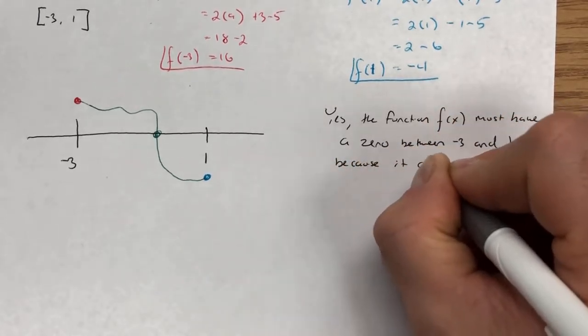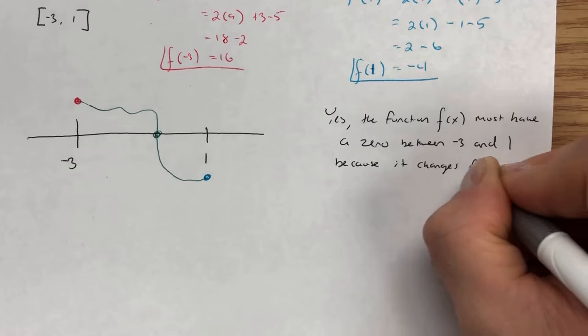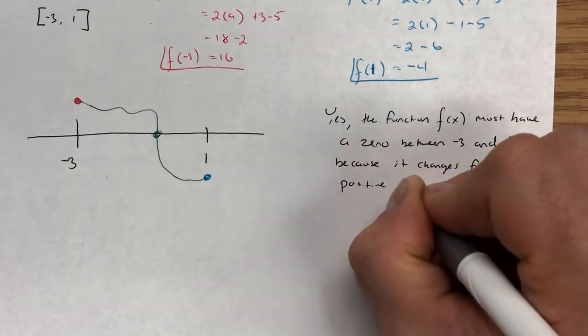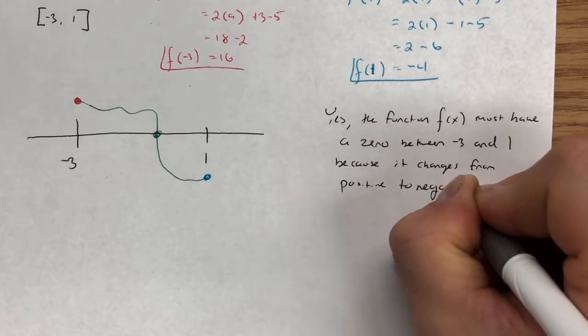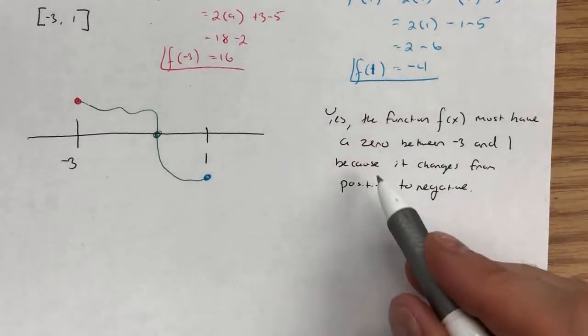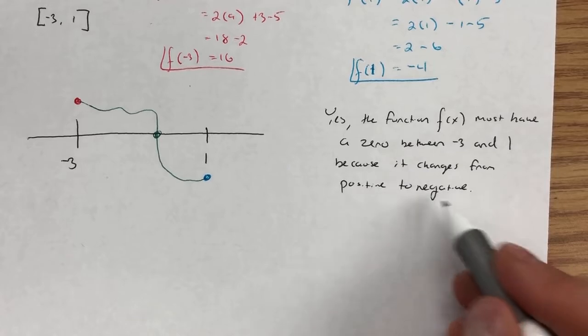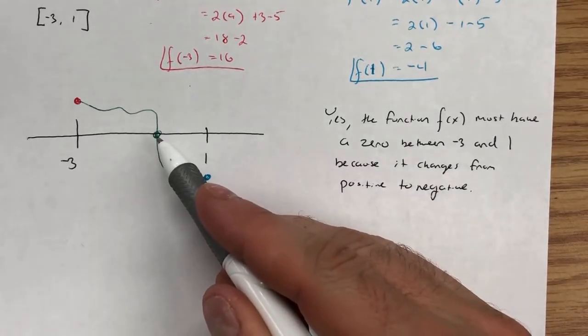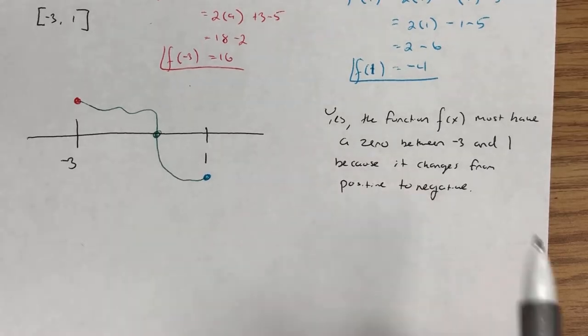because it changes from positive to negative. And the only way that we go from a positive number to a negative number without picking up our pen is to cross through that one number that is neither positive nor negative, which is 0. Perfect.